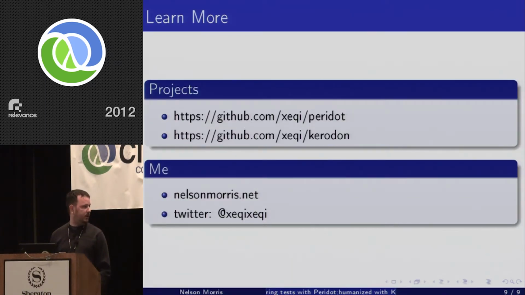There are where they are on GitHub. That's my URL and Twitter handle if you want to find me. And if you want to see some examples of Kerodan actually in use, go check out the Clojars test suite, there are lots of examples of it. This is actually the reason I ended up building these particular tools. Thank you.